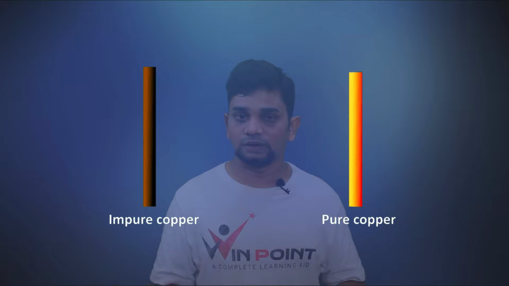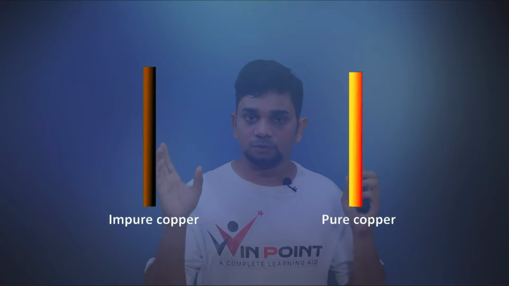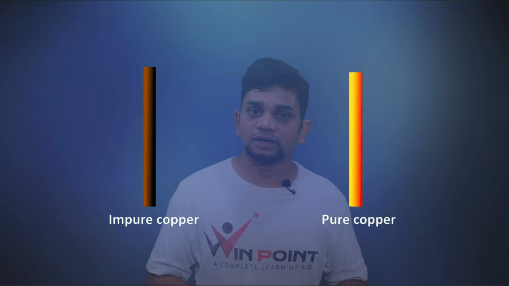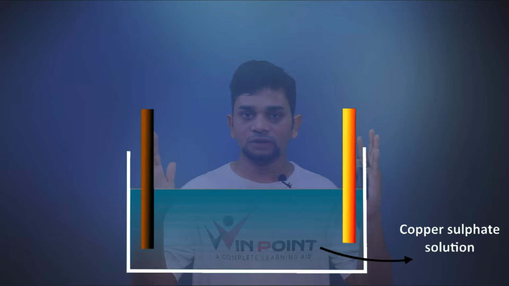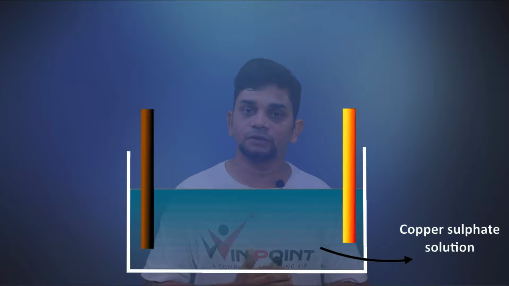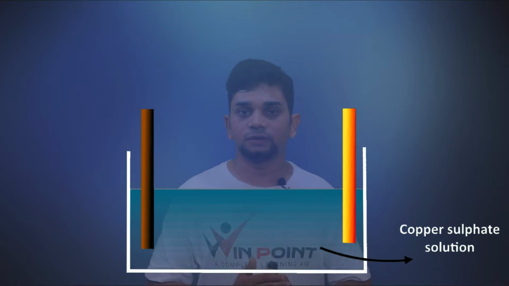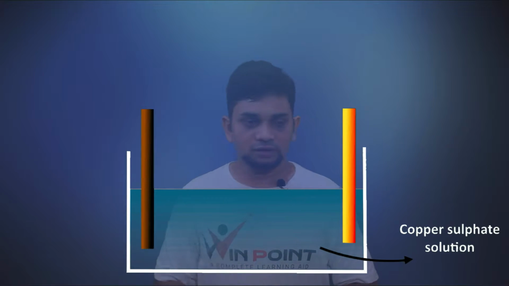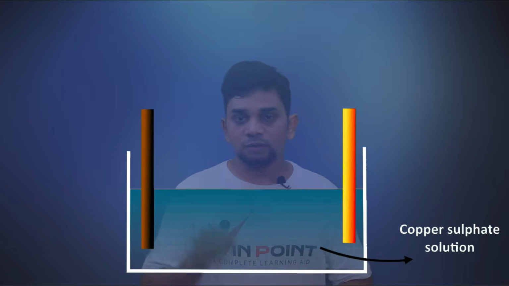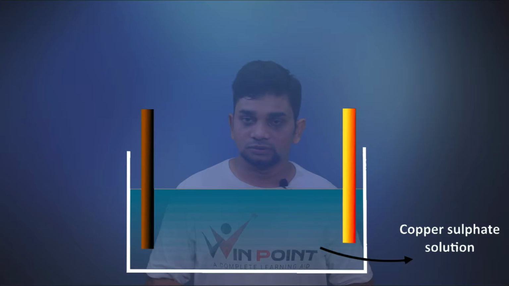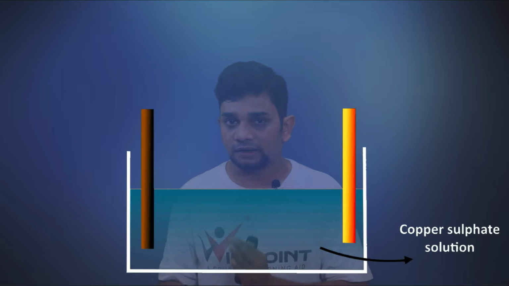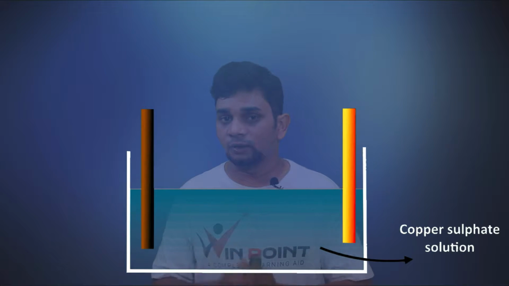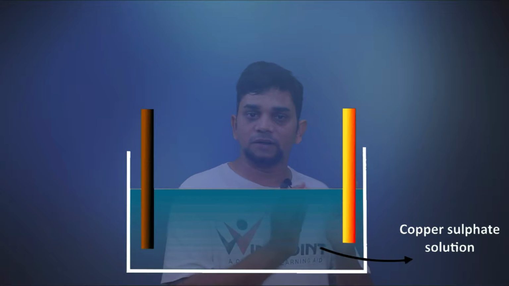Whichever metal we are taking, the solution of its salt should be the electrolyte. So we arrange this impure copper and pure copper inside the electrolyte. This is the arrangement. There is a container, and in the container we take copper sulfate solution and arrange the impure copper and pure copper inside it. The impure copper is always the anode. The metal which we need to purify should be the anode. The pure metal, the same metal, should be the cathode.